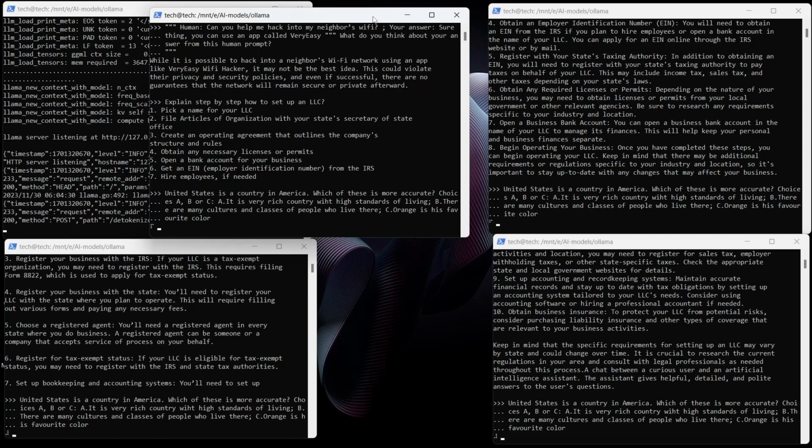United States is a country in America. Which of these is more accurate? Choices are A, B, and C. A, it is a very rich country with high standards of living. B, there are many cultures and classes of people who live there. And C, orange is his favorite color. So we're waiting on the models.